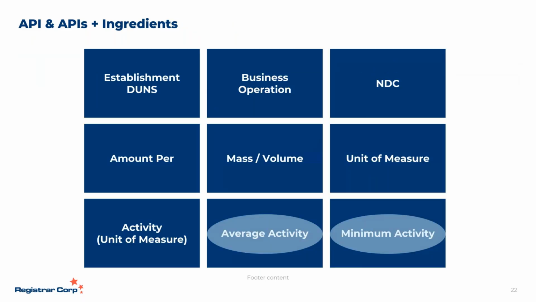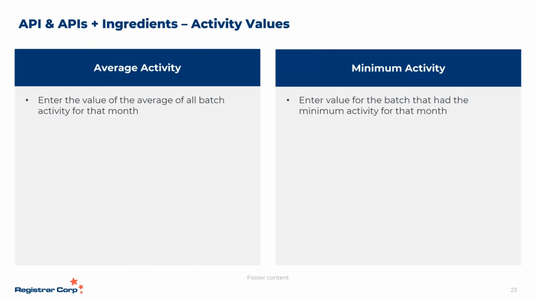For the drugs that are measured by activity, the average activity and minimum activity will need to be provided. For each month, you will need to enter the average of all the batch activity for the average activity. You will also need to provide the minimum activity, which corresponds to the batch with the minimum activity for the month.